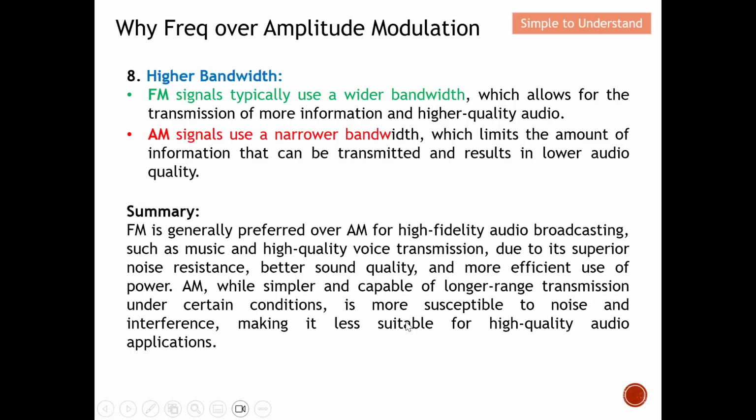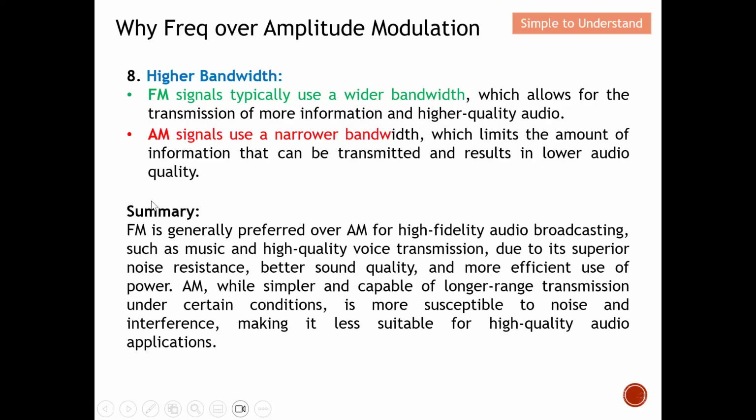Number eight, the last one, will be the higher bandwidth. Earlier on I did mention that an FM signal has a wider bandwidth, which allows for the transmission of more information and higher quality audio. While AM uses a narrow bandwidth, which limits the amount of information that can be transmitted, and therefore this results in lower audio quality.